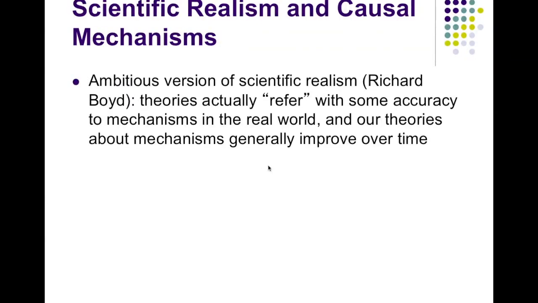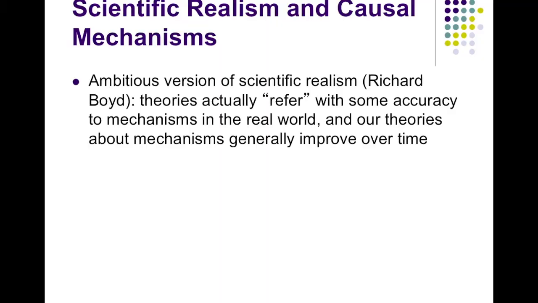Now, there are some ambitious versions of scientific realism. Richard Boyd, for example, suggests that our theories, the ideas we have about how the world works, actually refer in some way to that real world, and that our theories improve over time. Now, the problem with this is we know lots of instances where science has gone in the wrong direction for some period of time and made claims that we later decided were false or inaccurate. And so, a lot of people are very cautious about making claims that science always progresses or that theories always actually refer to real things in the world.